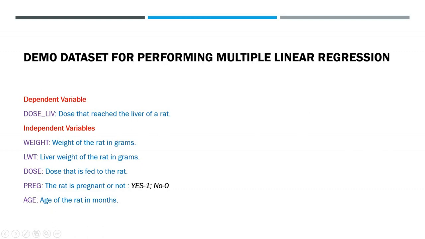Here we have taken a demo dataset for performing multiple linear regression in SPSS. Here we have taken our dependent variable as dose lib, that is dose that reached the liver of a rat, and the independent variables are weight of the rat, liver weight of the rat, dose that fed to the rat, whether the rat is pregnant or not, if yes then 1, if not then 0, and the age of the rat in months.